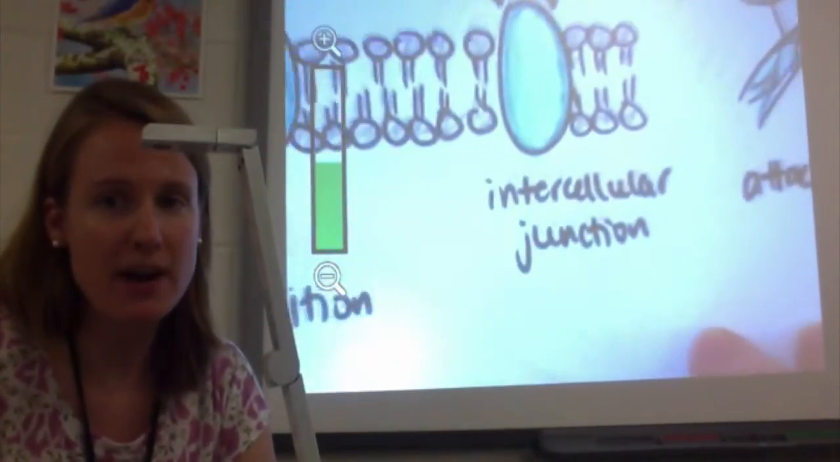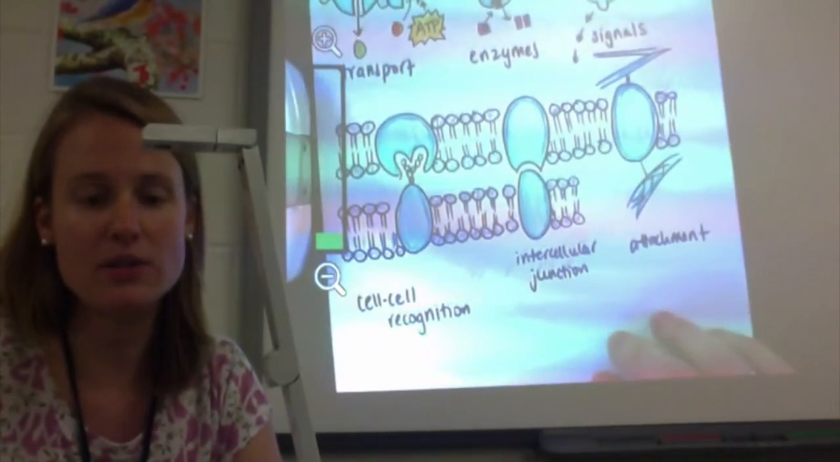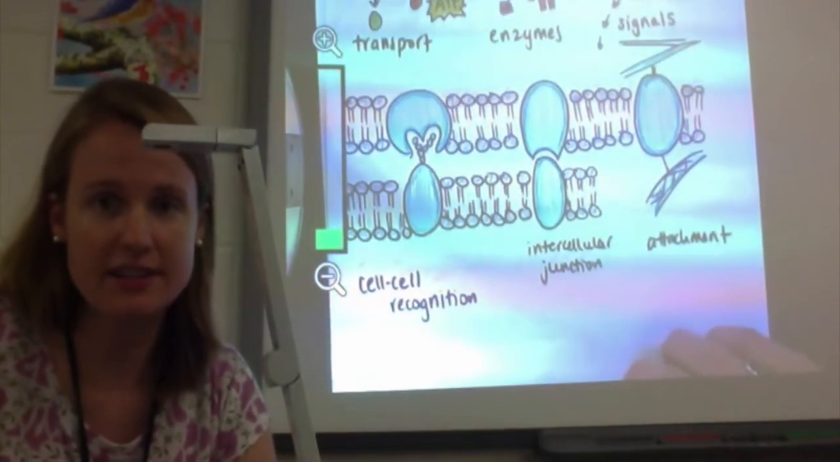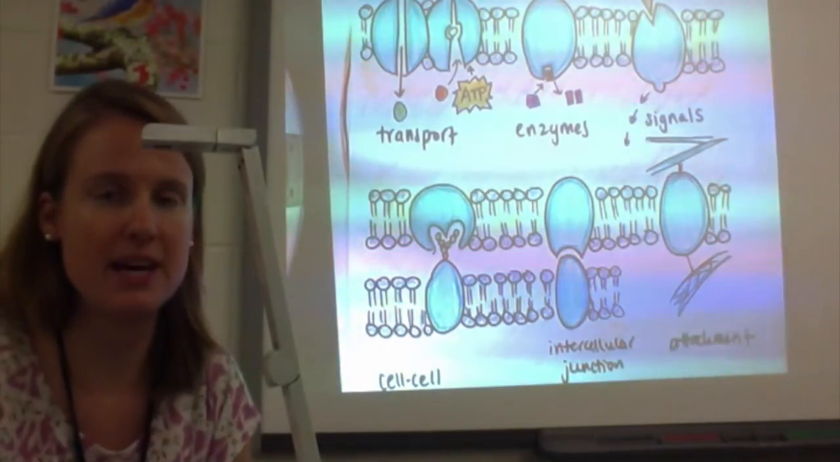Okay, so we talked about the phospholipid bilayer, and we talked about the accessories, the cholesterol, the unsaturated fats, etc. I'm going to talk a little bit about the different types of proteins.